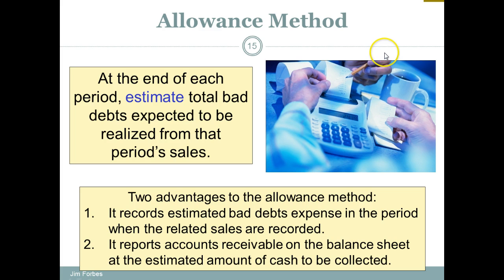So we have to use what is called the allowance method. At the end of each period, whether that be the month, quarter, or year, we have to estimate total bad debts expected to be realized from a period's sales. We won't know which accounts, but we know some accounts will go bad, so we'll put some estimate out there. What this does is record the bad debt during the period that you really do expect it. You'll actually write it off in some later period, but it's putting a fair value on that balance sheet, as well as on your expenses for tax purposes.